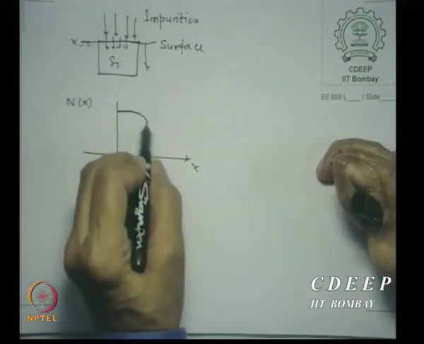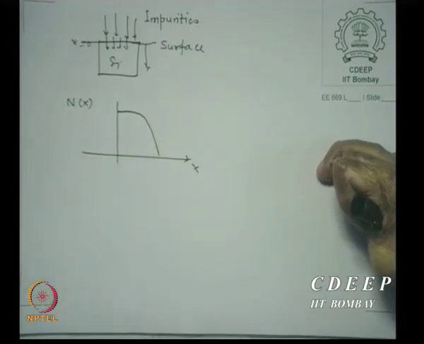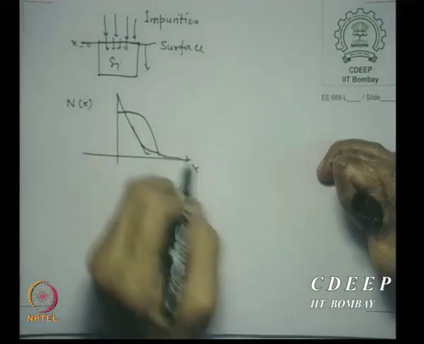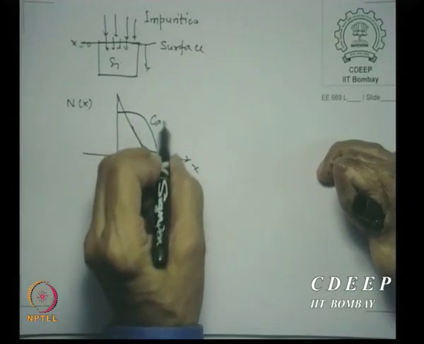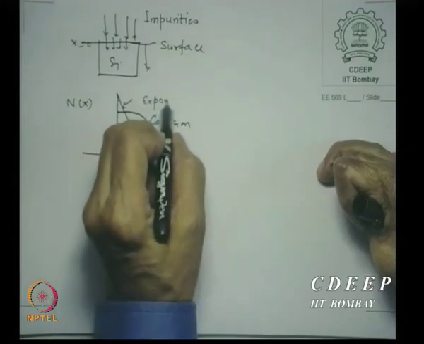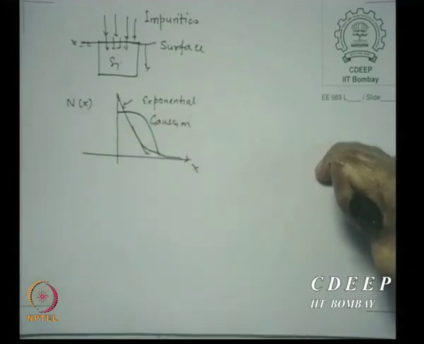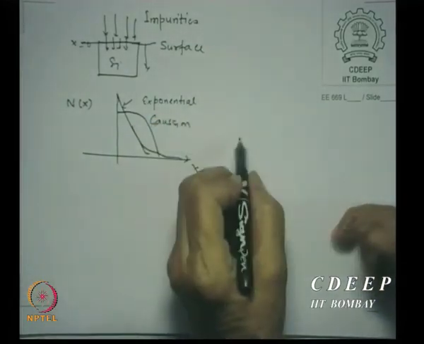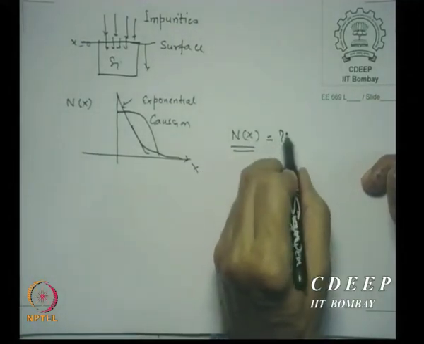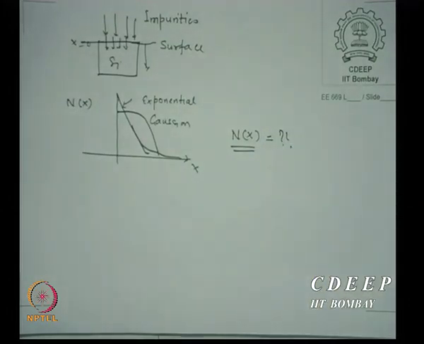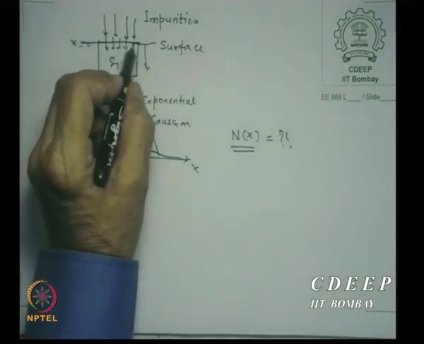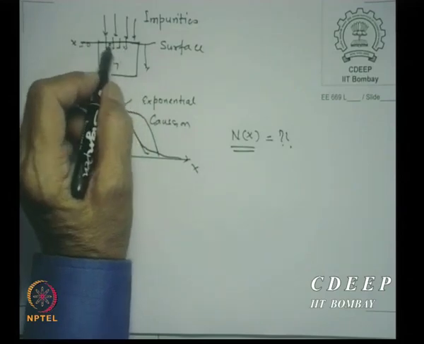One possible profile is this, another possible profile is exponential, this is Gaussian, this is exponential, and one more, that is what we will start with. So this N(x) is what I am interested to know: what is the profile? That means from the surface the concentration will normally be very high, but as you go down the concentration starts reducing.